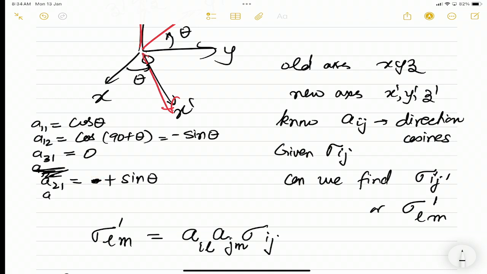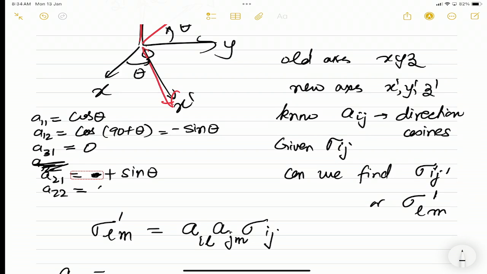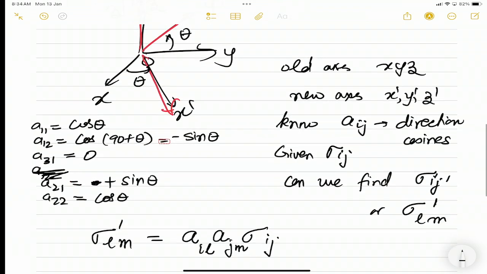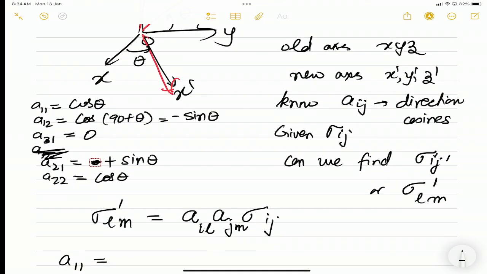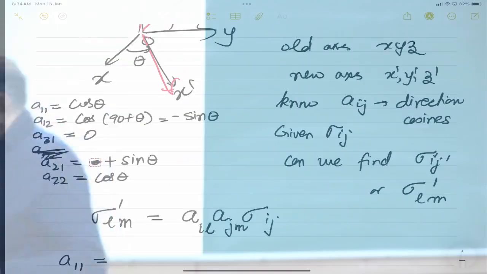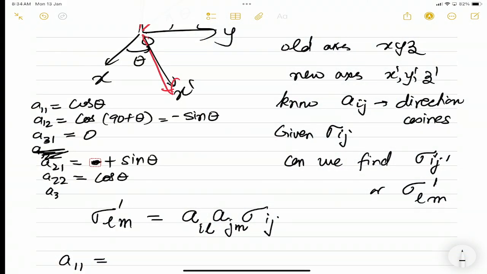And what will be A22? This will again be cosine of the angle between y and y prime, so this will be cos theta, and all other A's involving 3. A32 will be 0, A13 will be 0, A23 will be 0. What is A33? A33 will be 1. Okay? So this is how we can get this. A33 is equal to 1. All others are 0. Is that clear?